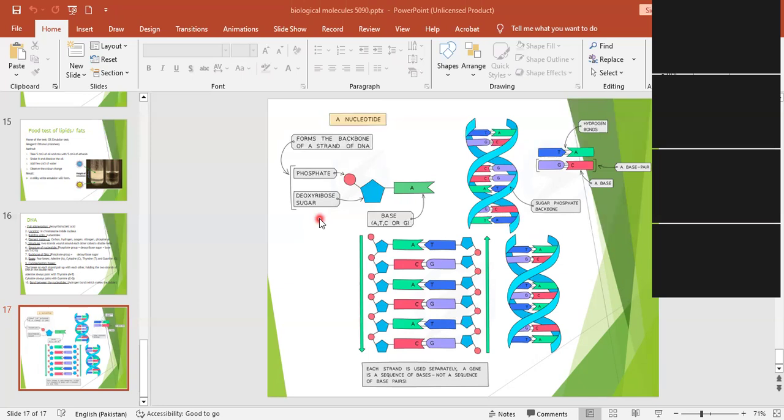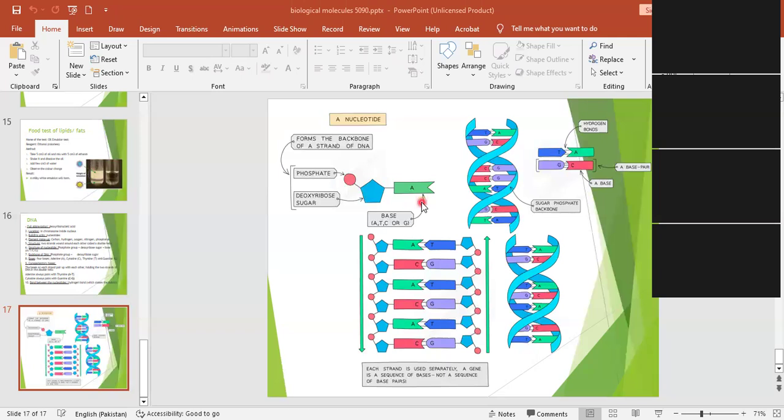ठीक है? And it's bonded with a structure known as phosphate. So phosphate, sugar, कौन सी sugar? Deoxyribose nucleic acid, deoxyribose sugar. And on one end of the sugar, you will find, this is a sugar, right? On one end, you will find phosphate. And on the other end, you will find a base. Which base? There are four bases: A, T, C, G.